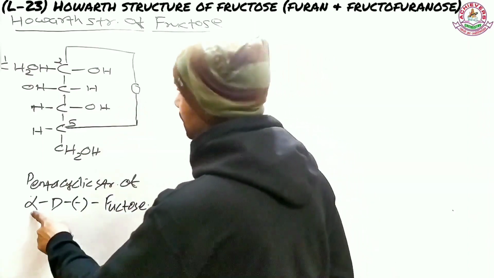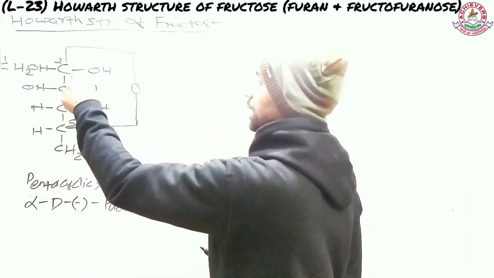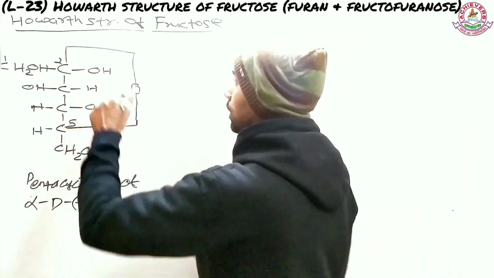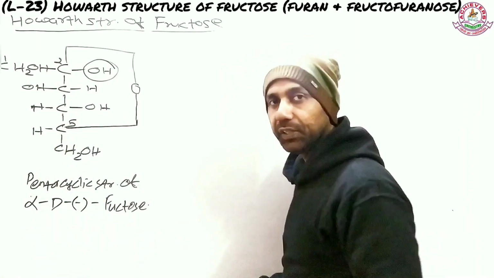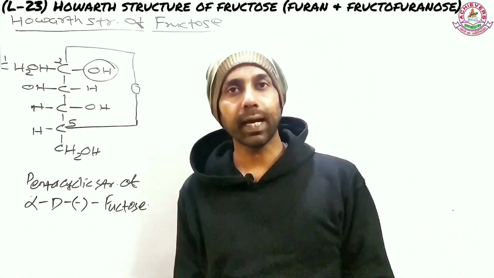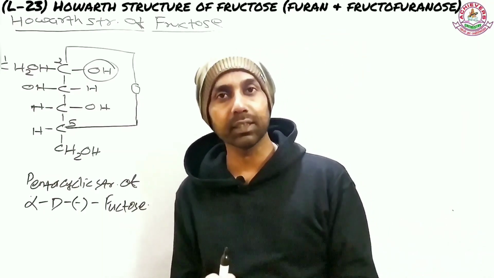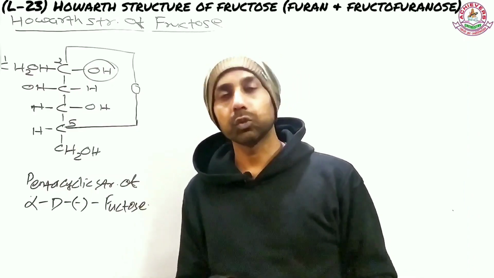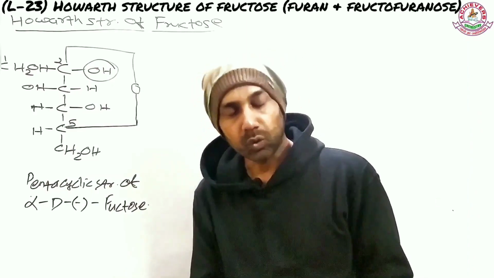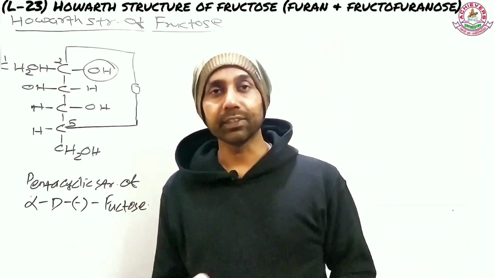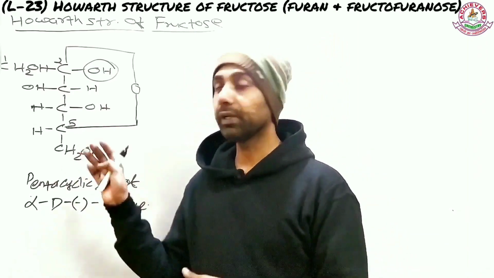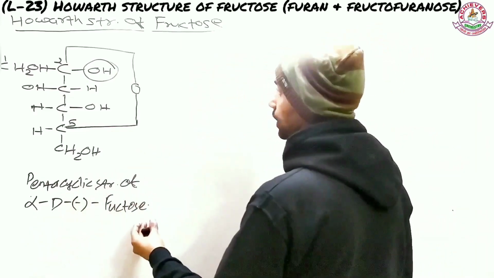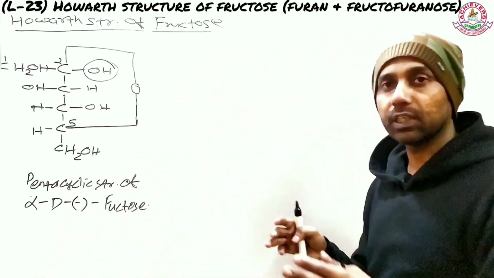But let me repeat why this is alpha. When this second carbon has OH on the right hand side, it is alpha, but if it was on the left hand side, it would be called beta, right? I have already done that. In case you have forgotten, check out the very previous lecture of yesterday. You might find it somewhere on the channel. Go back and check that, because without it you might have a problem here. So now we have done the pentacyclic structure of fructose. Now let's draw the Haworth structure, which is our main topic.